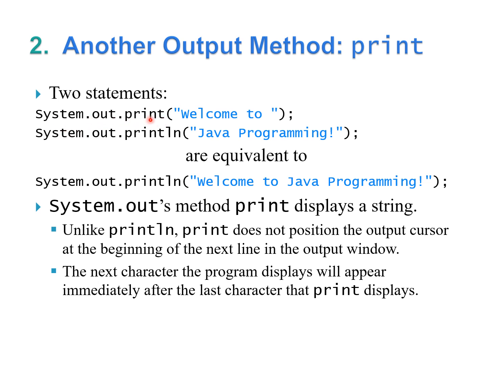This print method also displays a string, like the println method. However, unlike the println method, the print method does not position the output cursor at the beginning of the next line in the output window. Therefore, the next character the program displays will appear immediately after the last character that print displays.